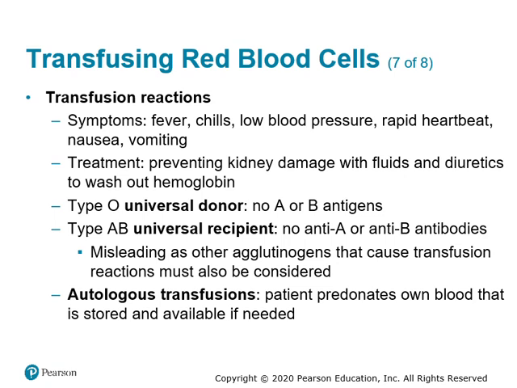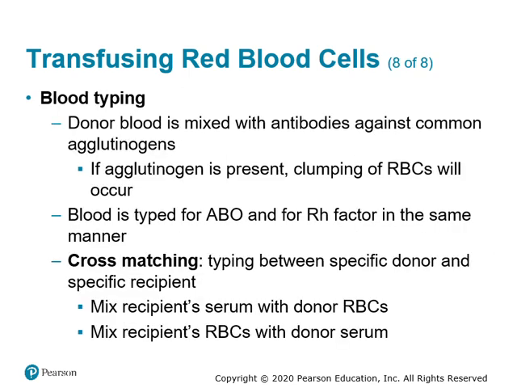So keep those symptoms in mind when thinking about a mismatched blood transfusion. All right, let's move on though and talk a little bit more about blood typing, and kind of quick and easy blood typing that might be done, say, in an emergency scenario. They might take donor blood and mix it with antibodies against common things that cause clumping, or agglutinogens. And so if those clumping particles are present, we'll see clumping and we'll know not to give this donor blood to that recipient. And blood is generally typed for the big agglutinogens, ABO and Rh factor.